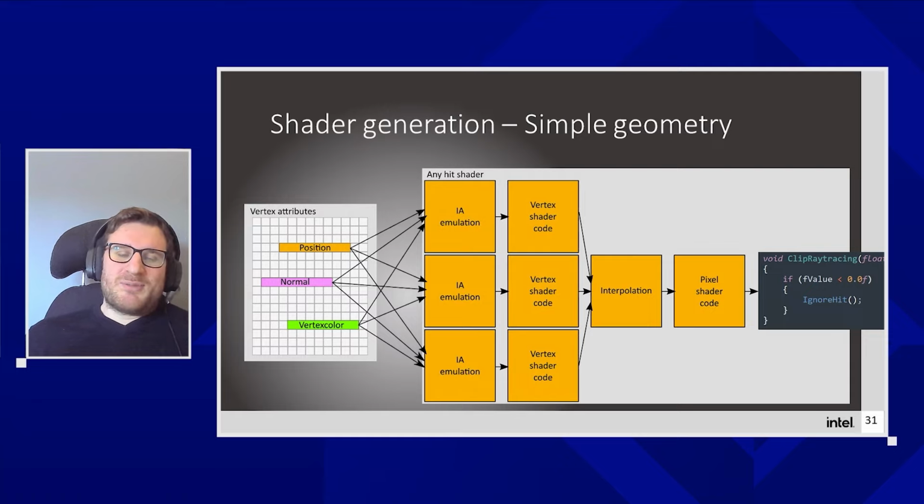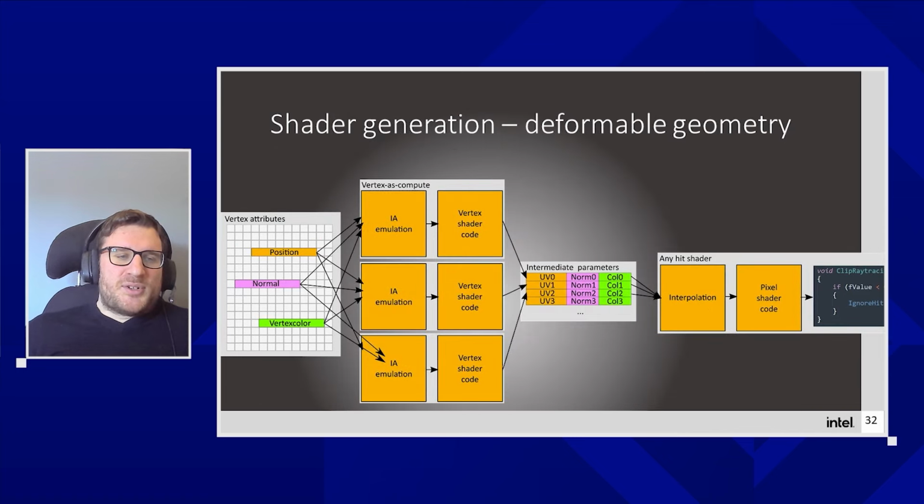Of course, as you can see, we have to run this code 3 times because the AnyHit shader operates per triangle and not per pixel like the pixel shader. Then we run the interpolation manually and feed the result to the pixel shader code and, in this case, clip or call ignore hit depending on the result. Of course, if you have a closest hit shader, we do something different depending on our implementation.